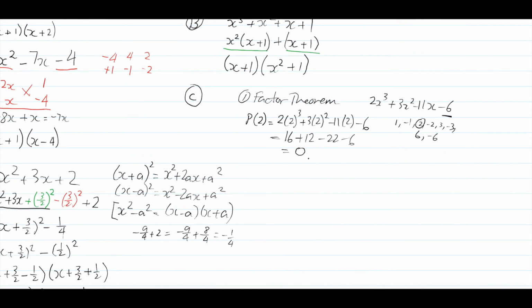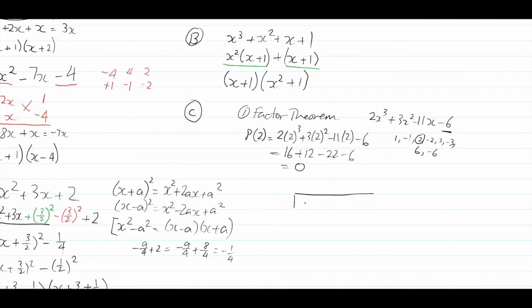Okay, so once you have a factor, which is 2 in this case, then you start to do your long division. When you're long dividing, we obviously have our cubic as our dividend. So in this case, we will have 2x cubed plus 3x squared minus 11x minus 6.